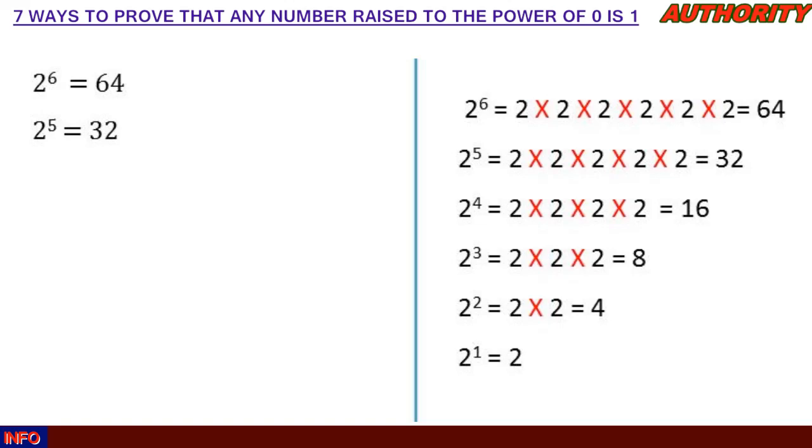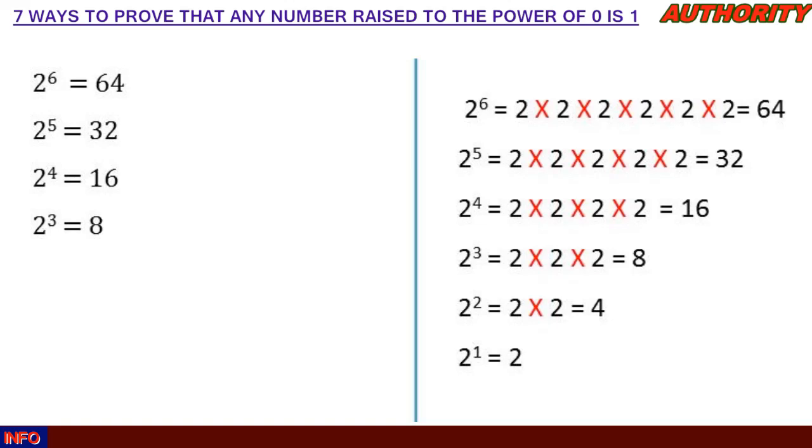We also say 2 raised to power 5. Reduce the exponent by 1, going to give you 2 raised to power 4. Then the answer is going to give you 32 divided by 2 equal to 16. Also, 2 raised to power 4. Reduce the exponent by 1, going to give you 2 raised to power 3. And then the answer is going to give you 16 divided by 2 equal to 8.